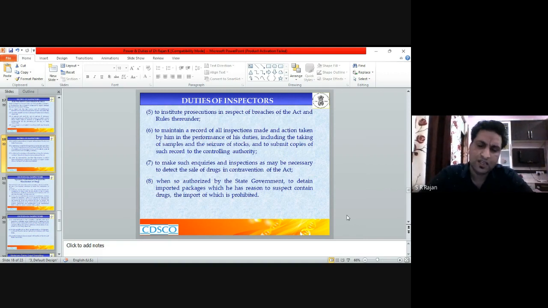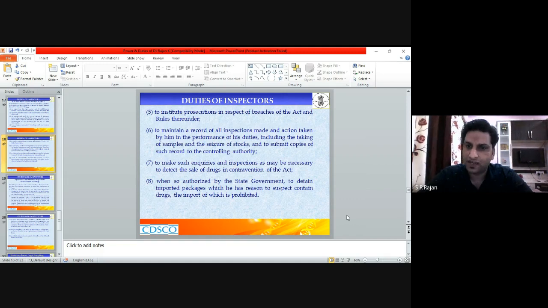To institute prosecution in respect of breaches of the act and rules thereunder. If someone contravenes the act or breaches the act and rules made under it, he has the power to take cognizance and may institute the prosecution in the court of law. To maintain a record of all inspections made and action taken by him in performance of his duties, including the taking of samples and seizure of stocks, and to submit copies of such record to the controlling authorities.